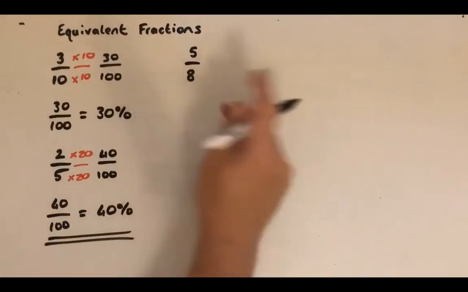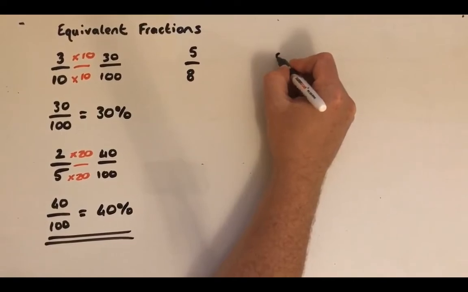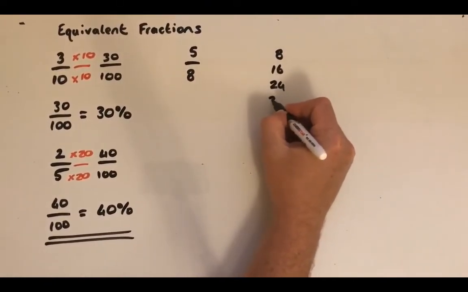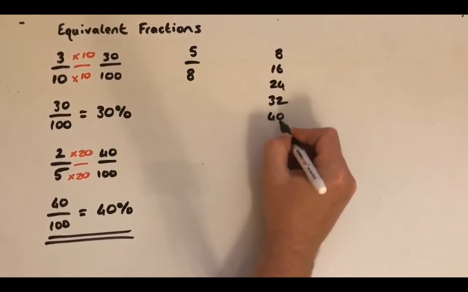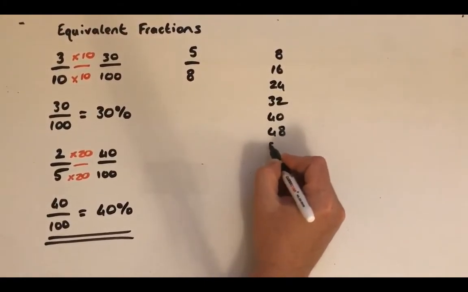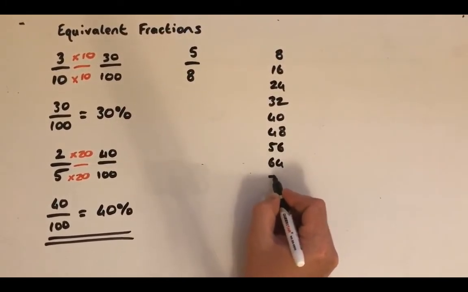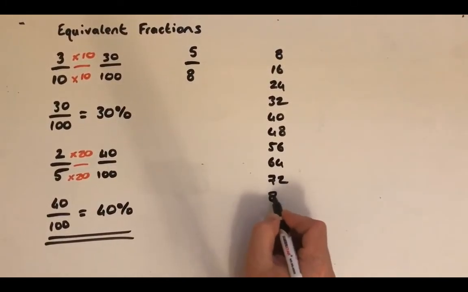So let's think about a strategy. If we're working with the 8 times table, let's write down the 8 times table. That's a good starting point for any multiplication. What numbers there are going to help us? Will 16 help us? Will 24 help us? Will 32 help us? And so on.